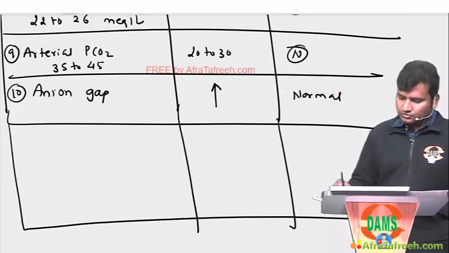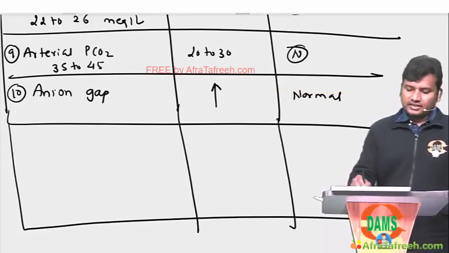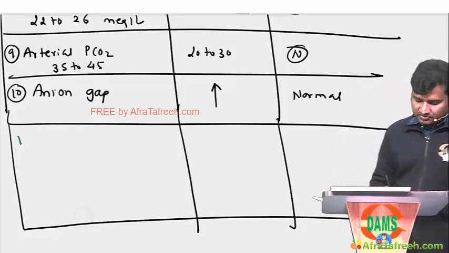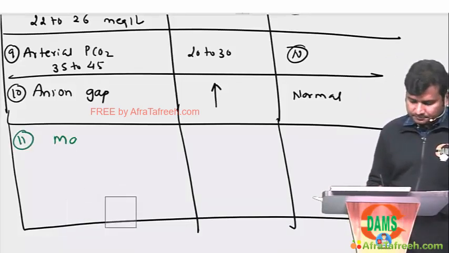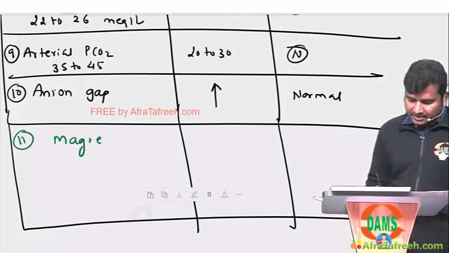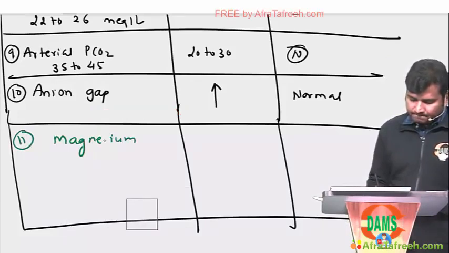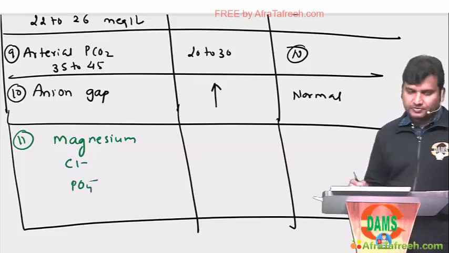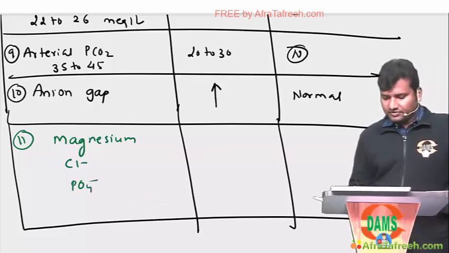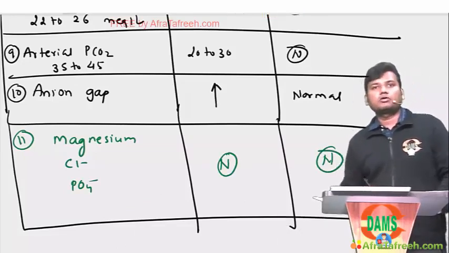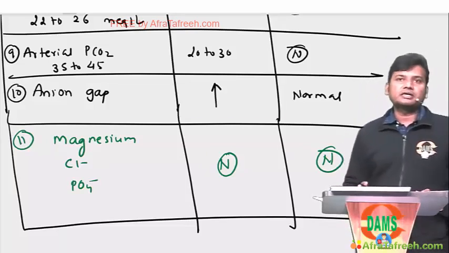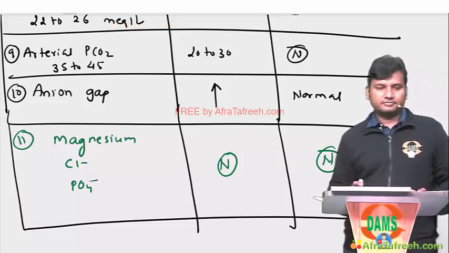Next MCQ. Which of the following cannot differentiate DKA from HHS? Please remember this point. Magnesium, chloride, phosphate. They cannot differentiate DKA from HHS. They will be normal in both patients. Okay. So this table is very important. It is from Harrison.